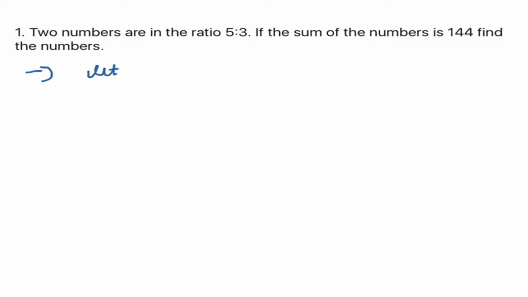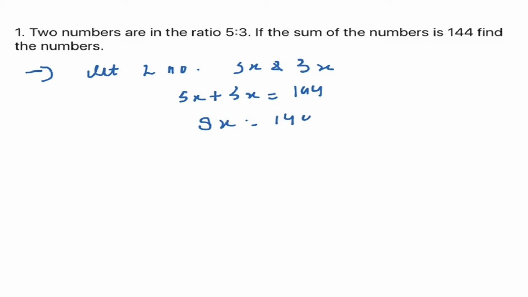let the two numbers be 5x and 3x, and it is given the sum of the two numbers is 144. It means 5x plus 3x equals 144. Now when we add 5x and 3x, it will come as 8x. 8x is equal to 144. Now we will transpose 8 from the denominator to the right hand side. So x equals 144 divided by 8.